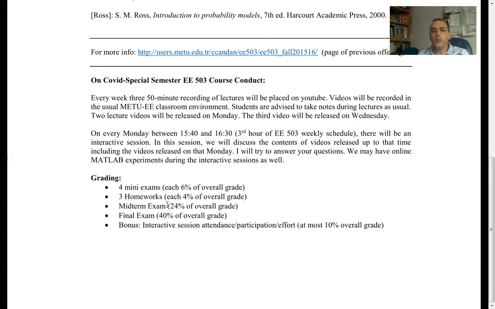Then there will be a midterm exam, 24% of your overall grade. There will be a final exam, which will be 40% of your overall grade. If everything goes well, we can preferably have these exams face-to-face. If it does not go well, of course, we will try to do our best, and we will be having online exams.